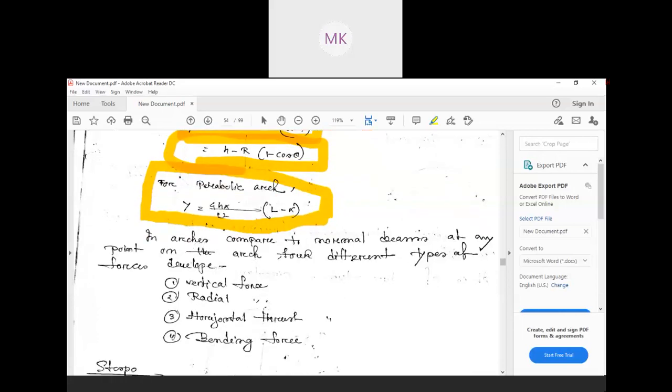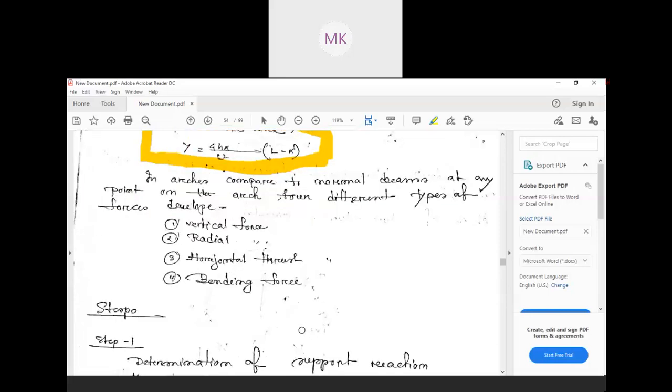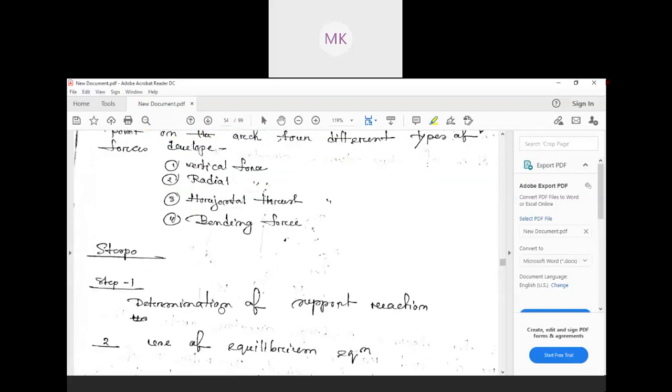In arches, compared to normal beams, at any point on the arch four different types of forces develop. There are four forces in an arch. What are those? One is vertical force, one is radial force, one is horizontal thrust, and one is bending force. We are going to discuss them one by one, step by step.